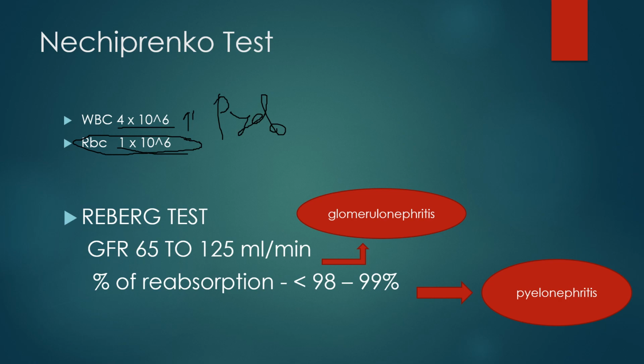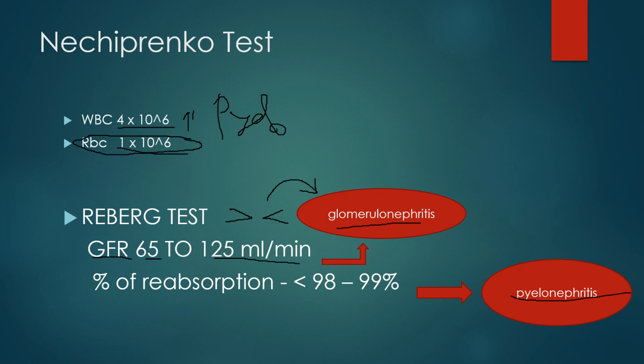Then the next test is the Reberg test. The Reberg test is also used to differentiate between glomerulonephritis and pyelonephritis. How will we differentiate? We know the normal level of glomerular filtration rate, in short GFR, is 65 to 125 milliliters per minute. But when this GFR is disturbed, it may be increased or decreased. In both conditions, the patient is suffering from glomerulonephritis.